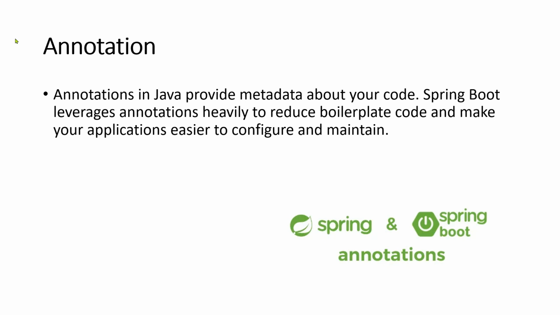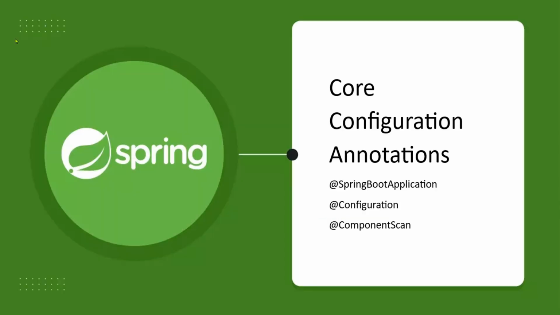So, what is the concept behind this? Annotations are used to specify how Spring should handle various components in your application. They reduce XML configuration and make your application more declarative. So, this is how we use annotations. Now, let's start with some core Spring annotations that may help you in your application. The core configuration annotations are @SpringBootApplication, @Configuration, and @ComponentScan.